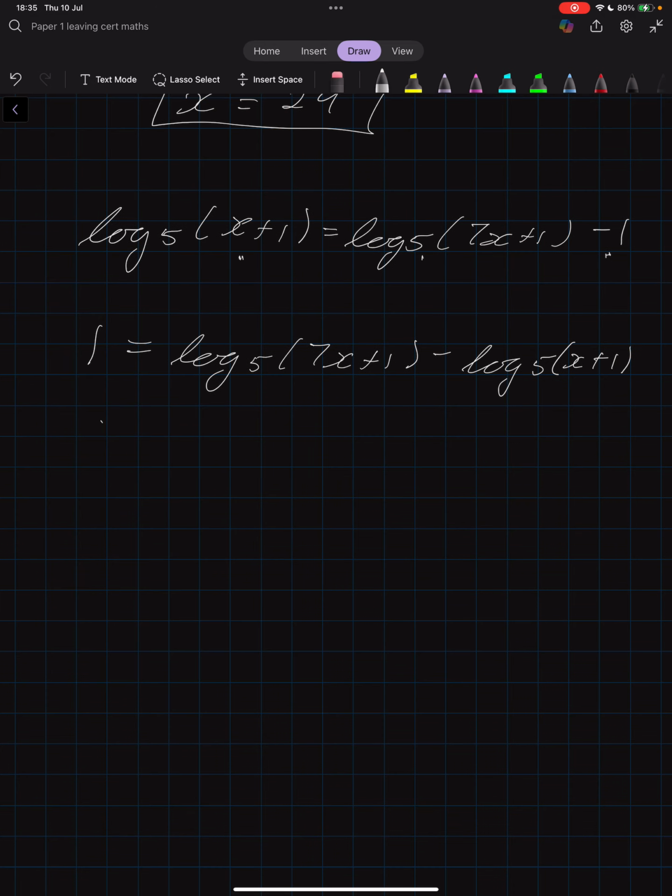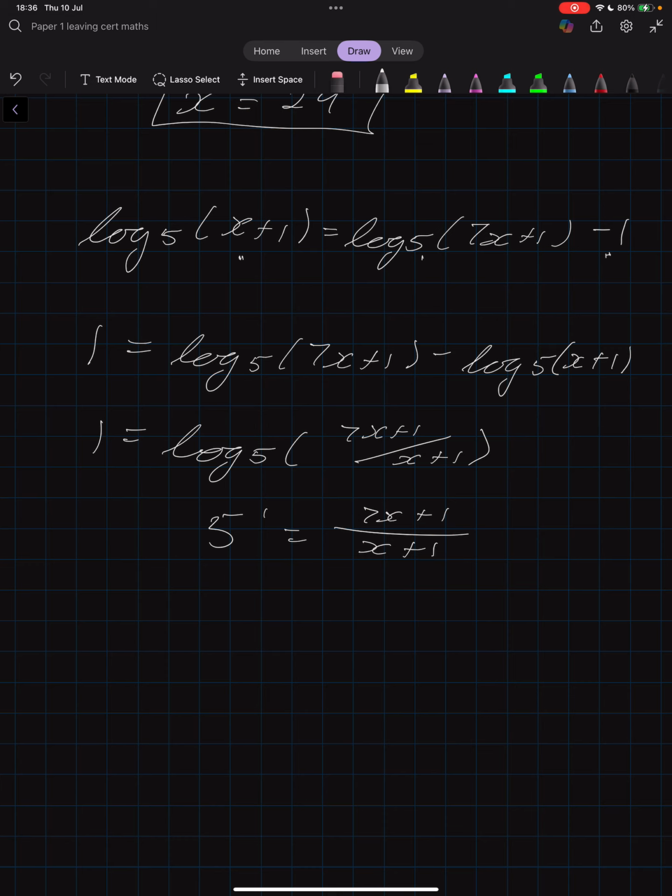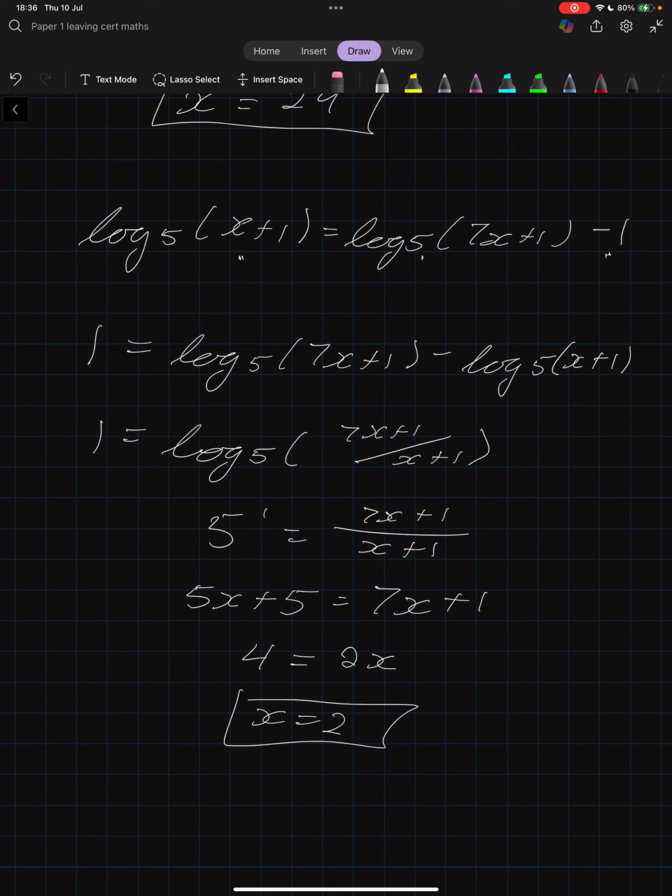So again, using the exact same rule as before, I can divide these like that. Then I can say that 5 to the power of 1 is equal to 7x plus 1 all over x plus 1. Multiply both sides by x plus 1, I get 5x plus 5 is 7x plus 1. Bring the 1 over, I get a 5 minus 1, which is 4. Bring the 5x over, I get 7x minus 5x, that's 2x. So x equals 2. So that's how you'd solve something like that.